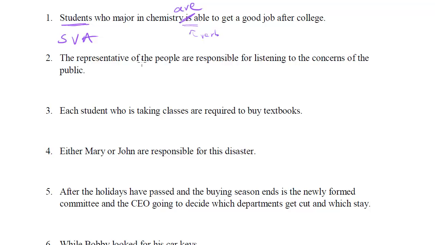Number 2, the representative of the people are responsible for listening to the concerns of the public. So again, same kind of issue. We look at this word are, and we say, what is the subject? Now the subject is not people. Whenever we have a prepositional phrase, it's not going to be the subject. The subject is the representative, right?